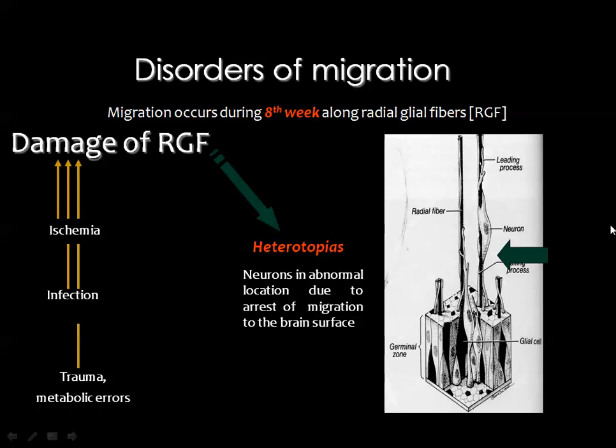Then we came to the next step, which is the disorders of migration. The subependymal layer proliferated well, and the cells are now ready to migrate. Then came the disease and disturbed the migration. This will result in abnormal location of the gray matter before reaching the cortical surface of the brain. And this is known as heterotopia. And heterotopia means that there is ectopic location of the gray matter.